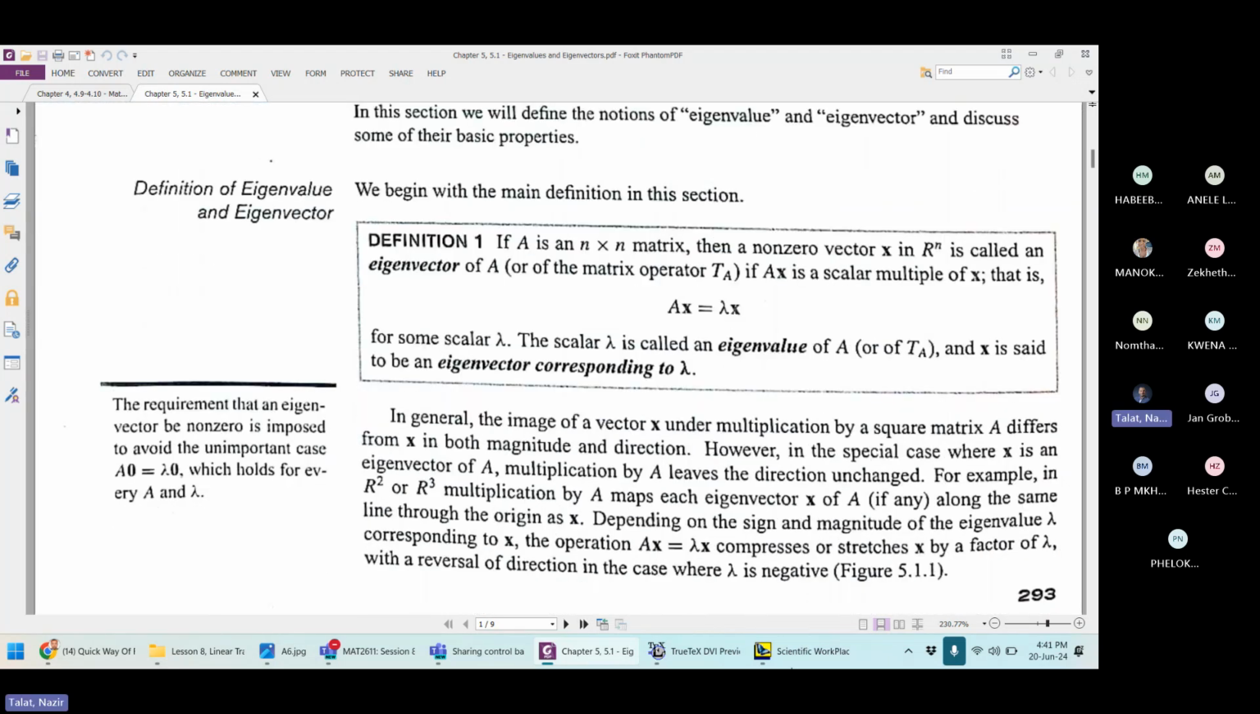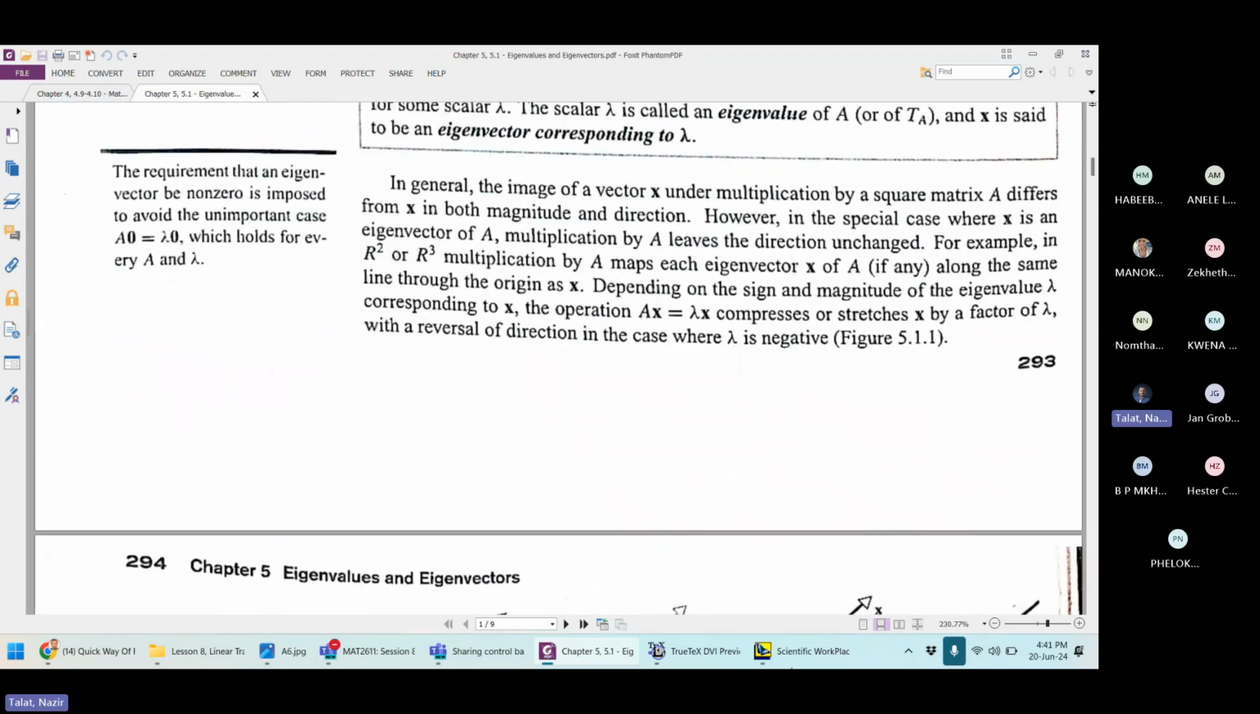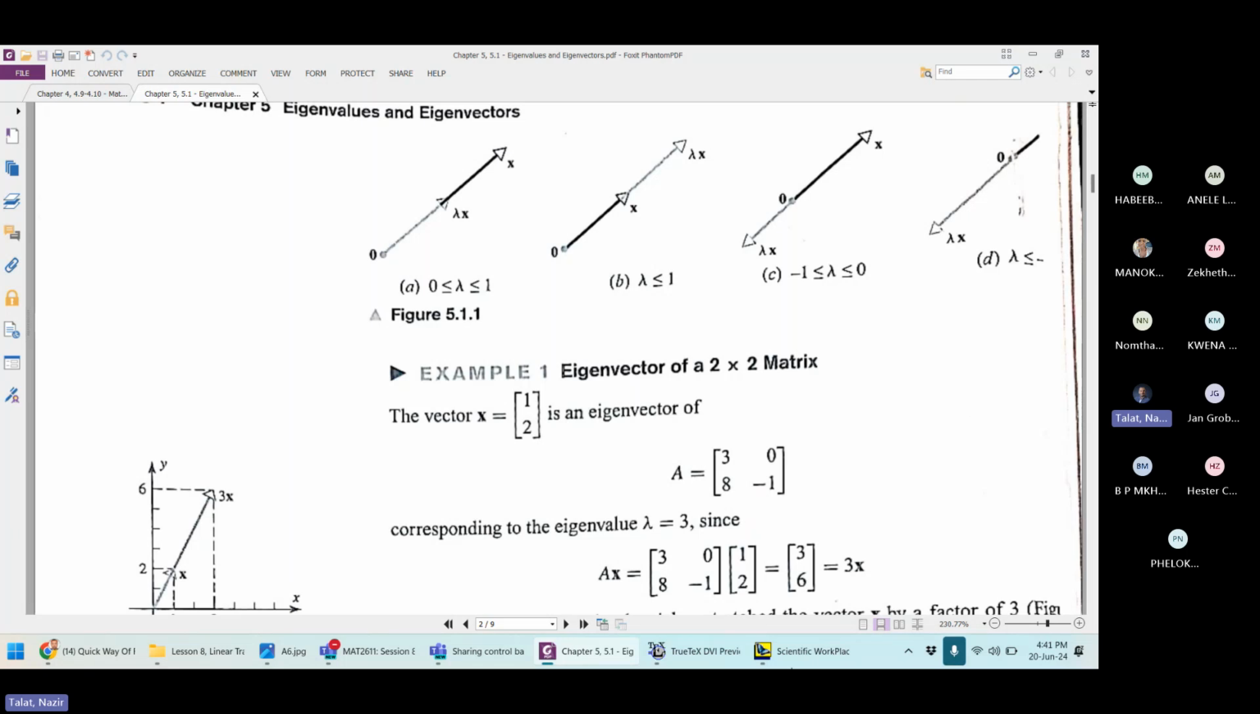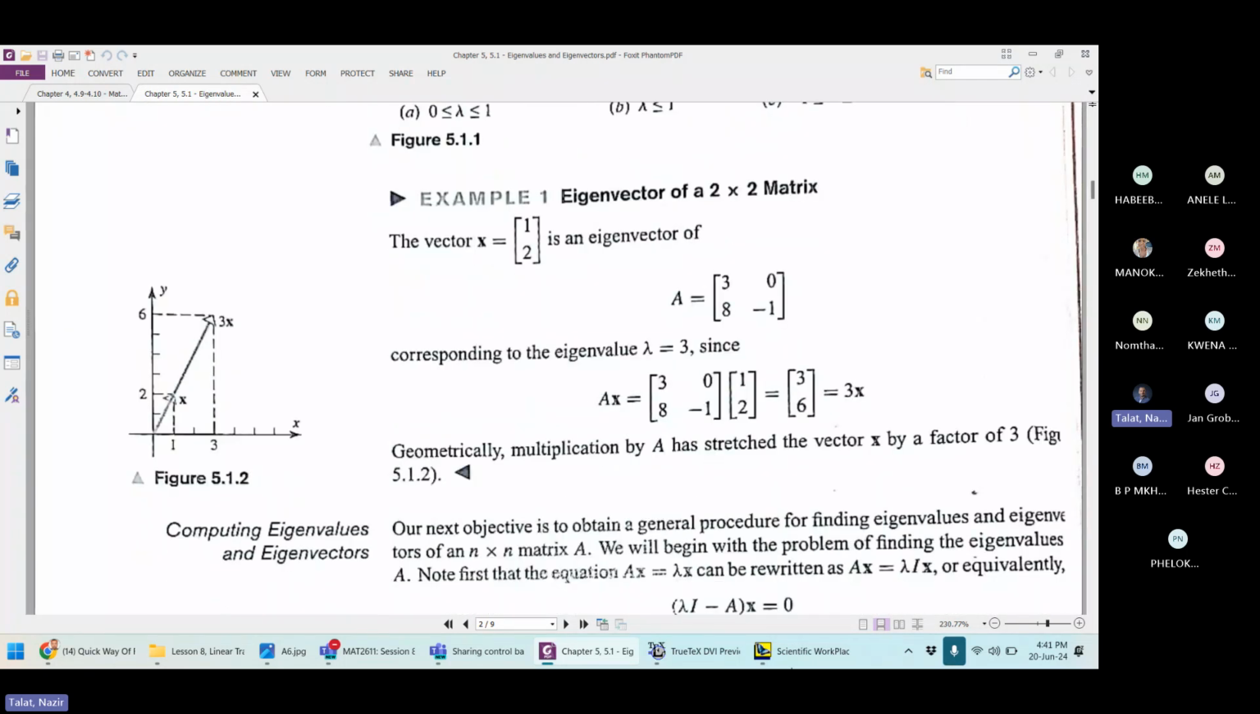Now let us see how we can deal with the values of lambdas. These lambdas are very important. For example, we can see how we can get this lambda, and there is an eigenvector of a 2 cross 2 matrix. For instance, if we have x = (1, 2) and A is the matrix (3, 0), (8, -1). Now the corresponding eigenvalue is λ = 3.